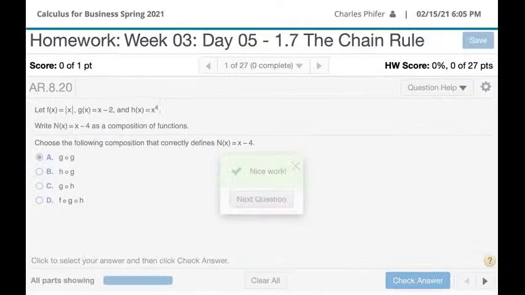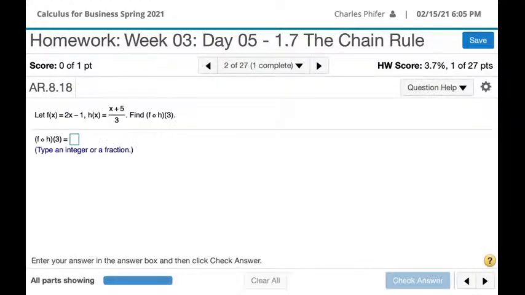So let F be this and H is this. They ask us to find F of H of 3. Okay, I'm going to write this one out. Let me take some notes before I hop over to the tablet. Again, this is kind of a review for right now. We still have yet to get into the chain rule, which is the topic for today.